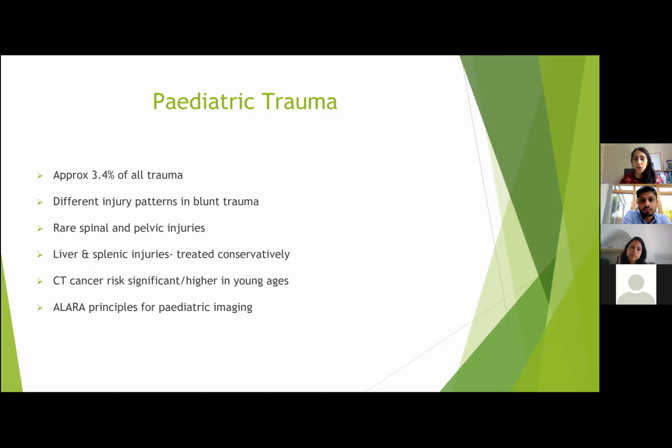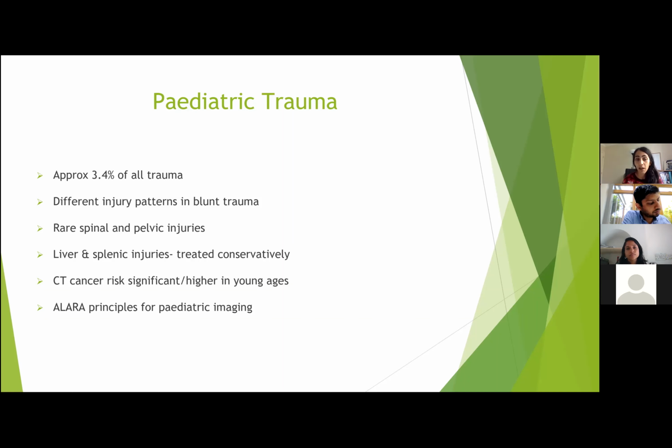The injury patterns in blunt trauma are very different to adults. Children have more compliant chests, so whereas adults might fracture ribs, children don't always fracture ribs, and if they do, it means a significant force has happened. They might get pulmonary contusions underlying. Again, they're more common in children compared to adults.